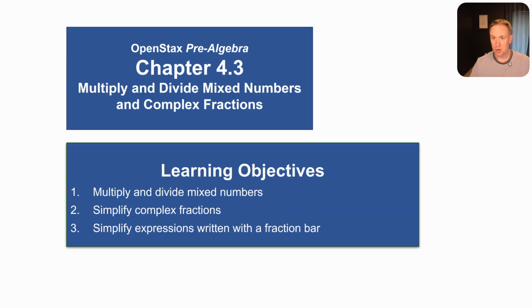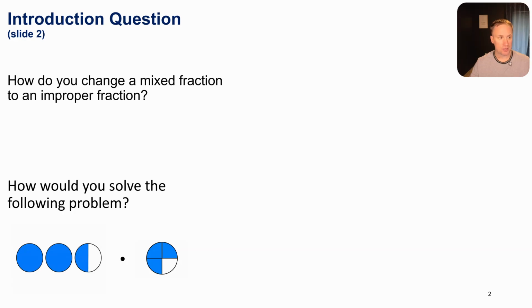So let's go ahead and start with this initial introduction question. How do you change a mixed fraction to an improper fraction? That's the first question. And then how would you solve the following problem here, the image that you see, in which you are taking one fraction and multiplying by another fraction. So go ahead and pause the video and think about these two questions before we get started.